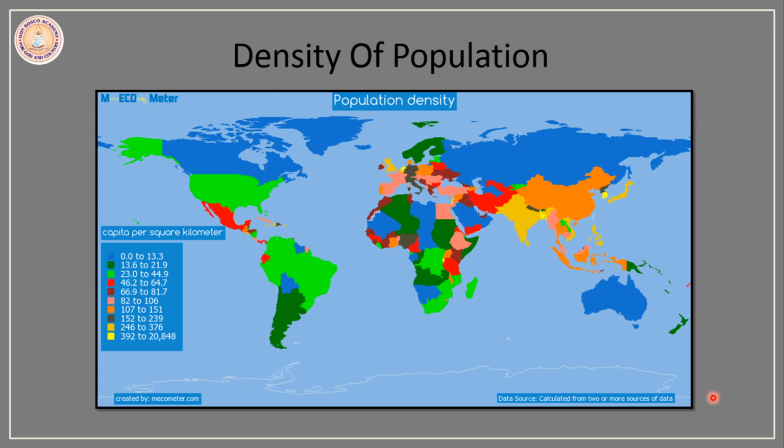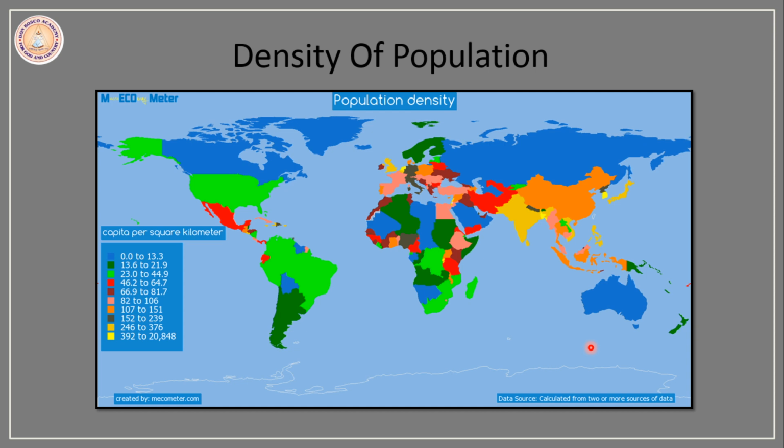But when we talk about the density of the world's population, it means that if all the people in the world were to spread out uniformly over its land area, then there would be about 50 people in every square kilometer. But this is not the ground reality.